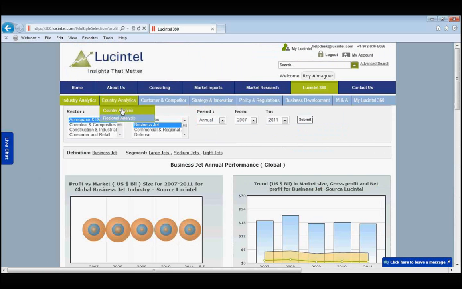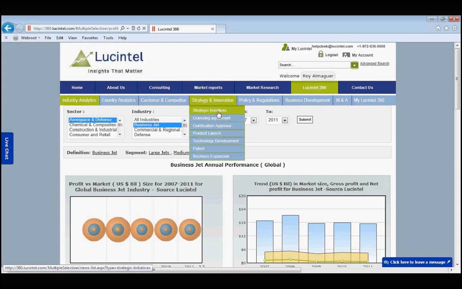When we look at country information, again, we can break this down by specific country. In terms of customers and competitors, like I mentioned earlier, this information will be proprietary to you. You supply us the names of your customers, competitors, suppliers, and prospects. We'll gather information and upload this information to your portal, and only you and the team will have access to this, no one else.